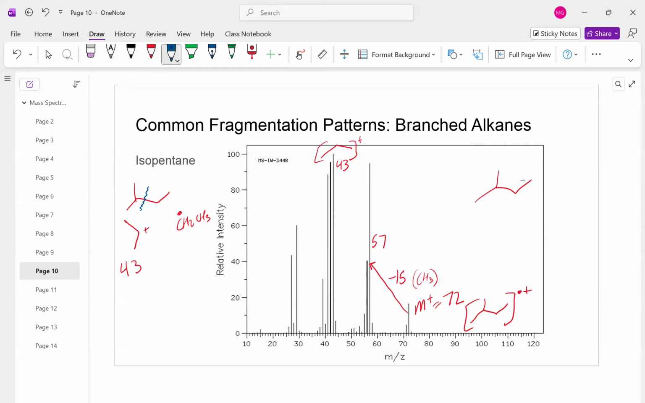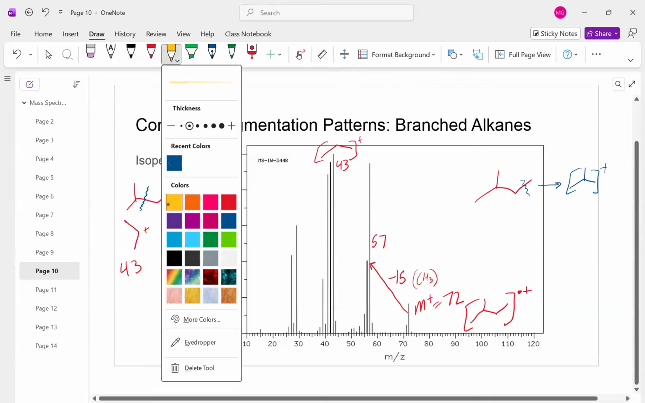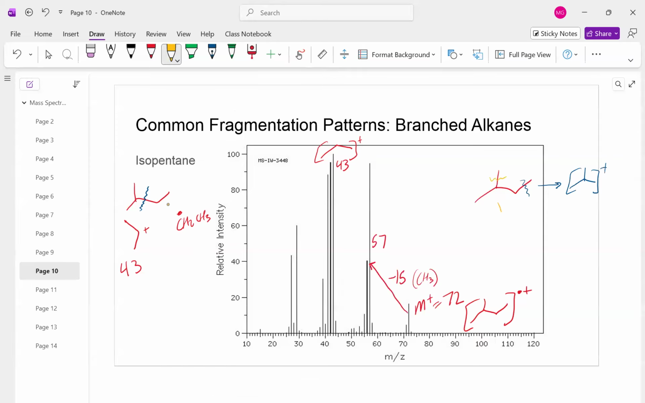Should I break apart this one to get this cation, or should I break apart this one to get this cation? So the only stable cation that I could probably make is here, secondary. All these here are primary.